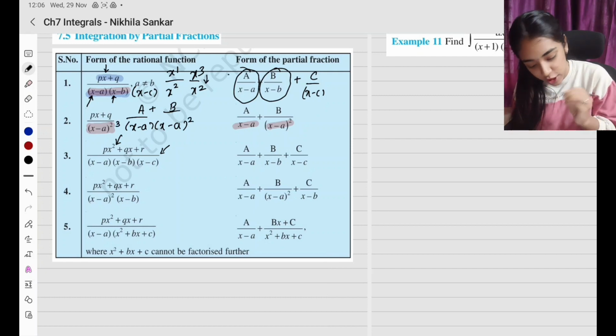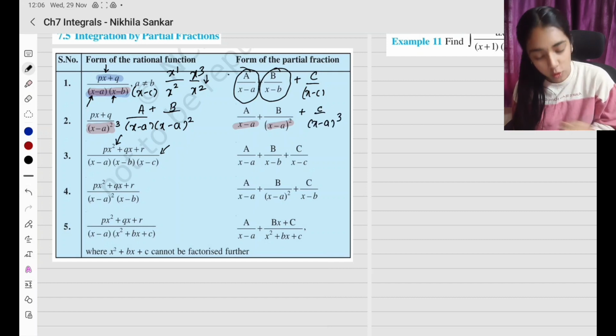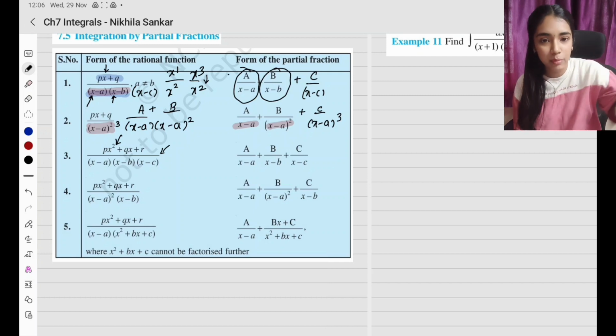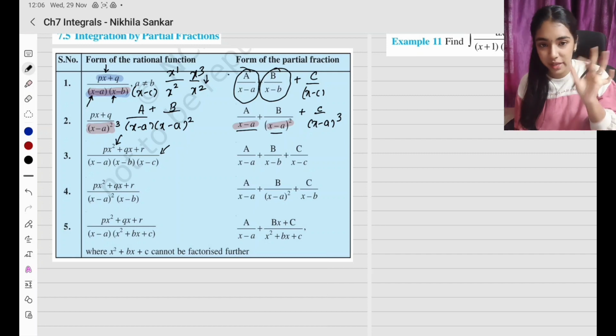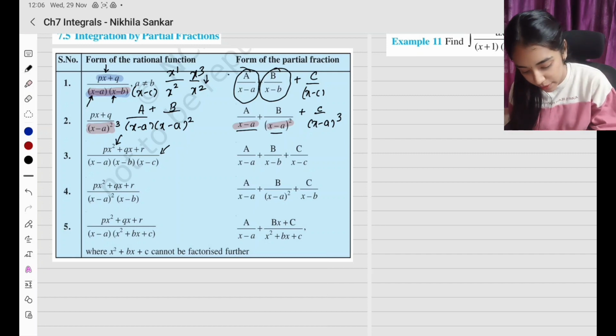இப்போ சப்போஸ் இந்த இடத்துல cube term இருந்ததுன்னா I'll write times c divided by x minus a the whole cube. Okay, இந்த மாதிரி add பண்ணிட்டே போணும், பவர் add பண்ணிட்டே போணும், but you have to write a divided by x minus a, b divided by x minus a the whole square. Okay, இப்போ next இருக்கிறது என்ன?